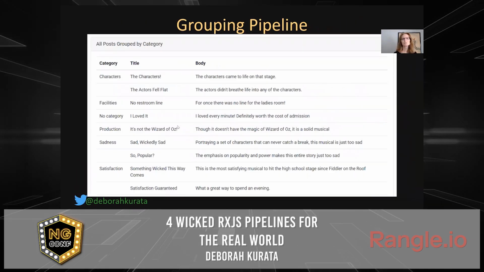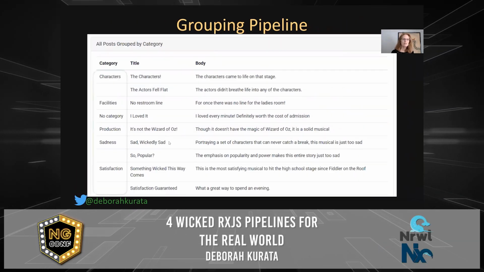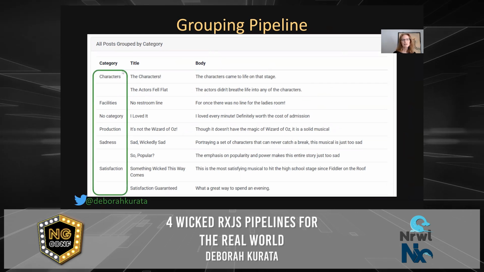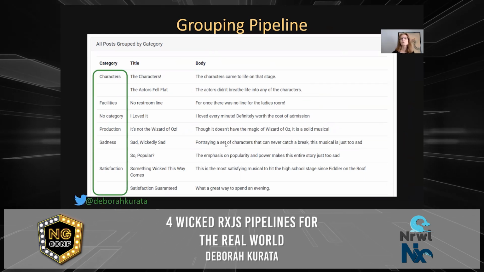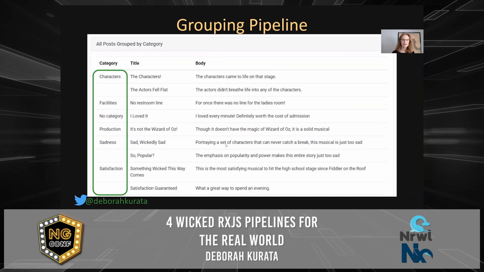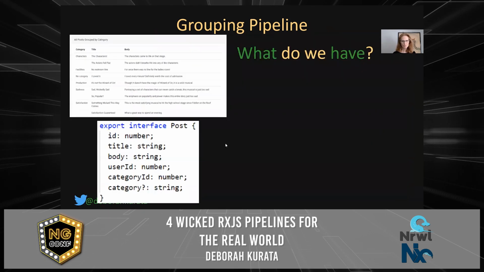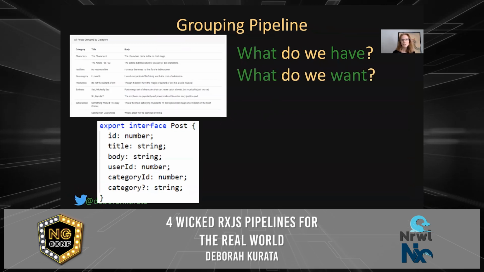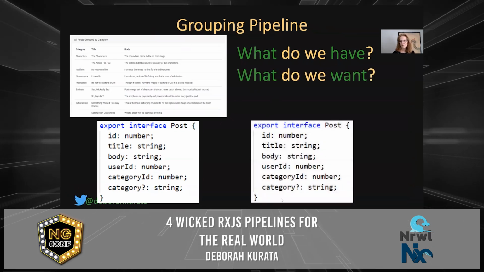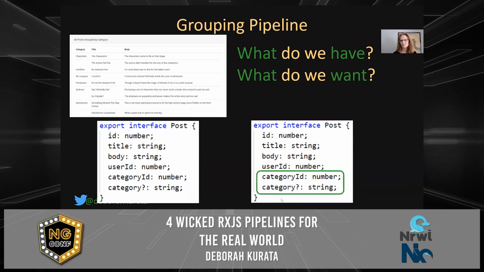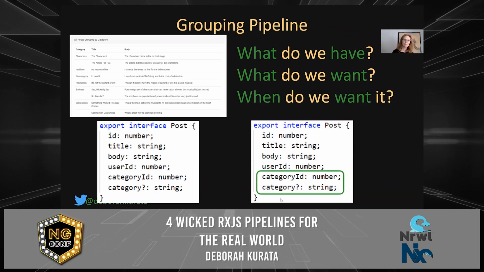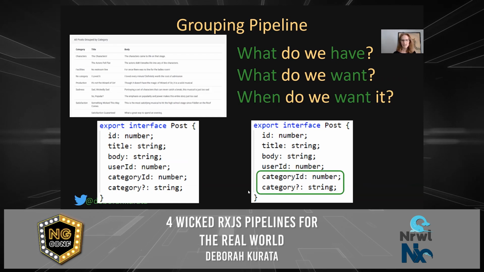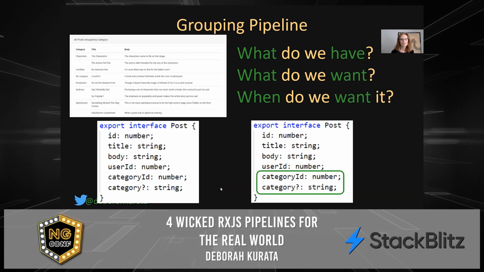Going to our next pipeline, this is a grouping pipeline. Here we want to group the posts by category. So this is going to be all posts grouped by category. How do we do a grouping? Again, we start with what do we have? Well, we have the posts. What do we want? We want the posts grouped by category. When do we want it? We want it whenever we get the data for this page. So how do we go about doing that?